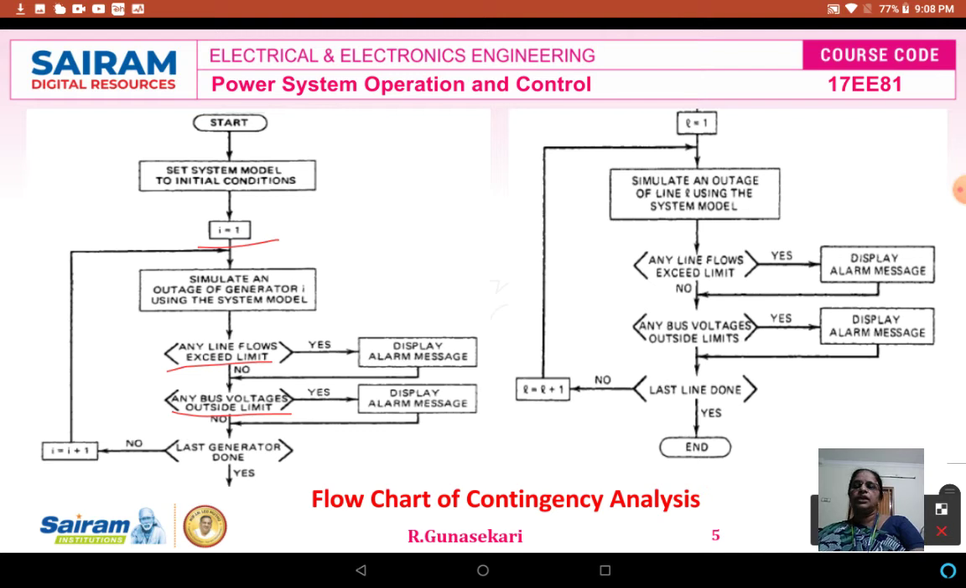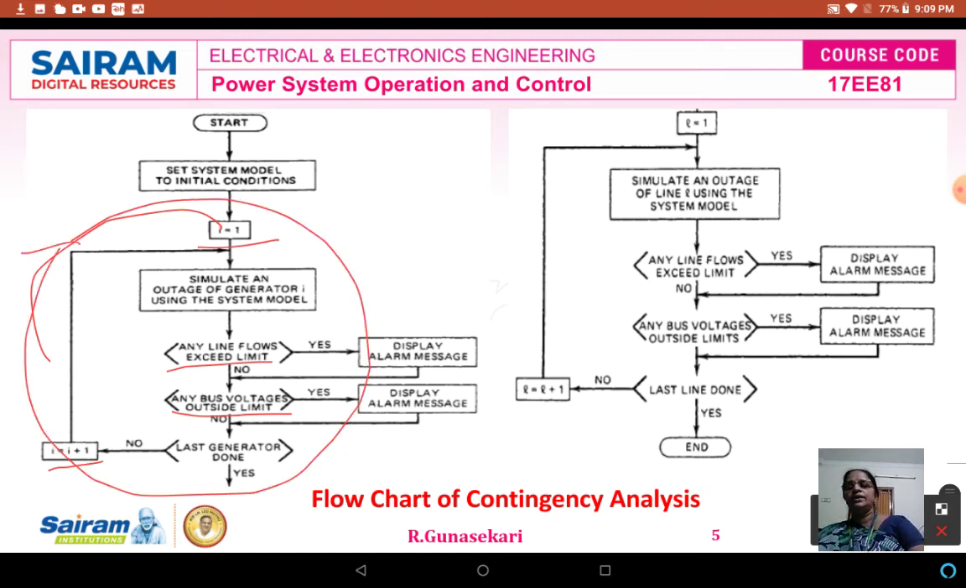Okay, because the generator index I is incremented: I equals I plus 1. Again it goes to the second generator. Again we check the line flow limit and bus voltage limit. Again you check whether this is the last generator. No. So like that the loop should continue until it reaches the last generator.